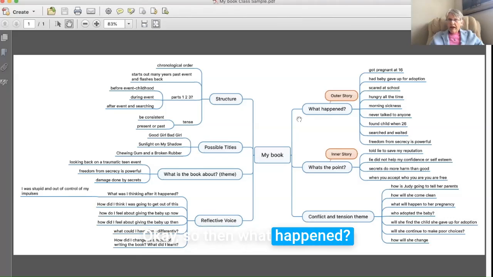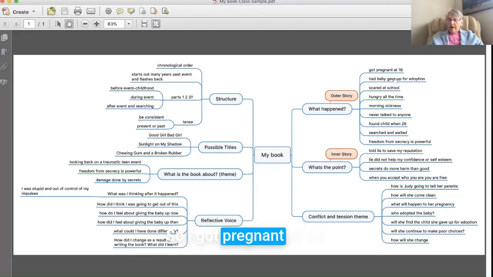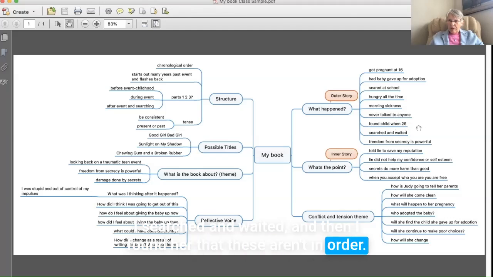Okay, so then what happened? This is on the right side of the structure. The outer story of chain of events. So I got pregnant at 16. I had the baby, gave her up for adoption. I was scared at school. I was hungry all the time. I had morning sickness. I never talked to anyone. I found my child when she was 26. I searched and waited, and then I found her. These aren't in order. Freedom from secrecy is really powerful.